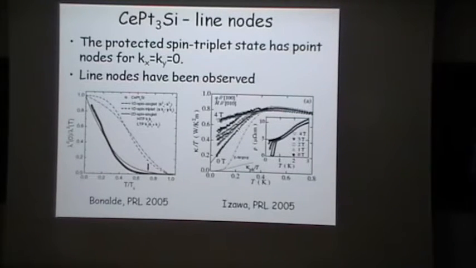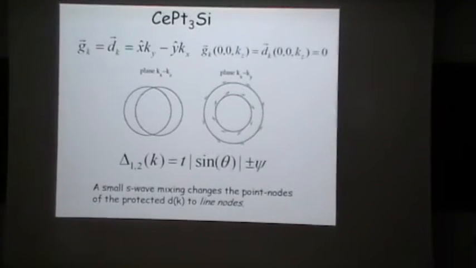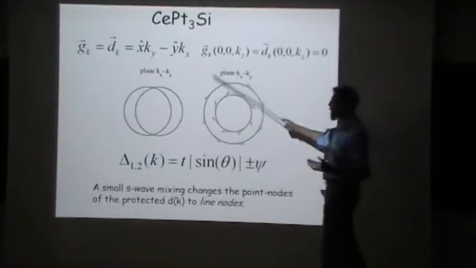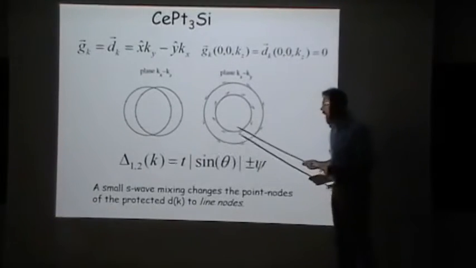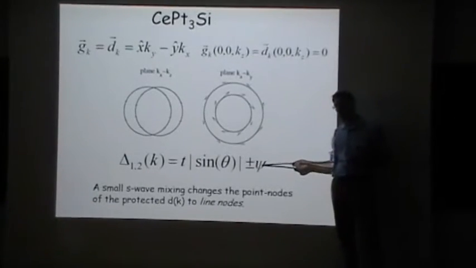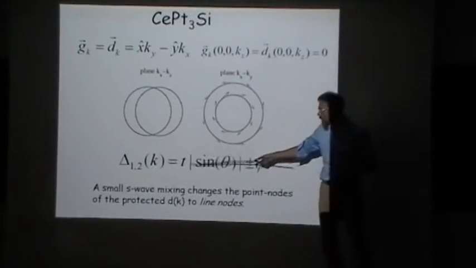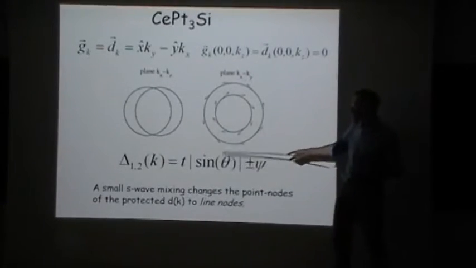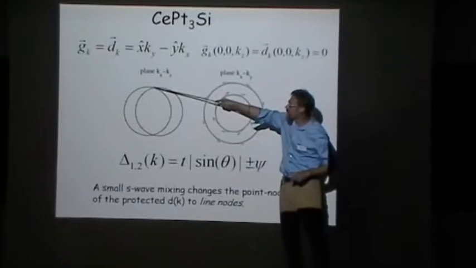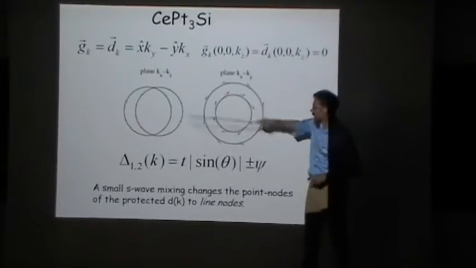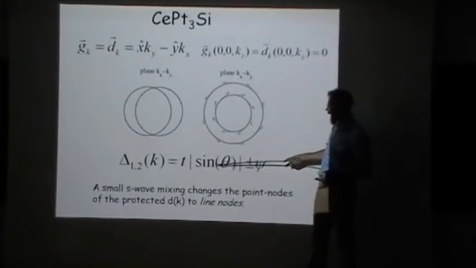Well, there is, from spin singlet-triplet mixing. In particular, here's what I just mentioned before. If we now allow for the possibility that we also have a spin singlet component, then you can see that the spin triplet part has to go as the magnitude of sine theta. Sine theta is a polar angle, so it vanishes here and is maximum here. But now you can see what happens.